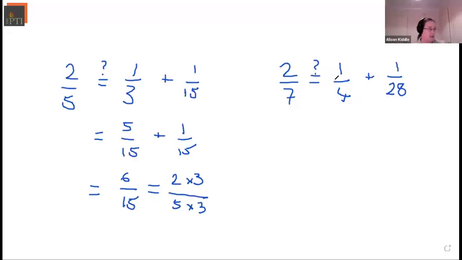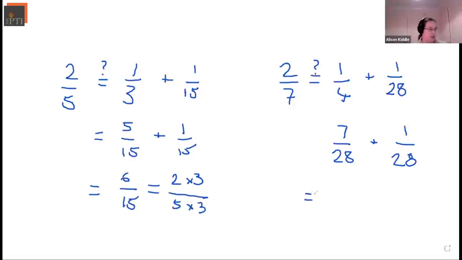So let me see if I can do the same for this one. So I've got 28. So I've got 4 times 7 is 28. So I'm going to have 7 over 28 plus 1 over 28.